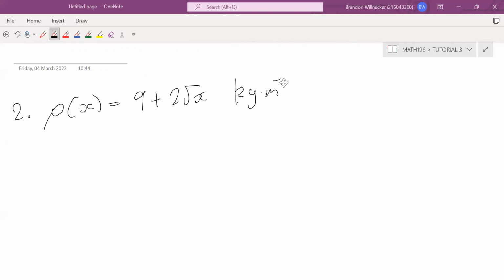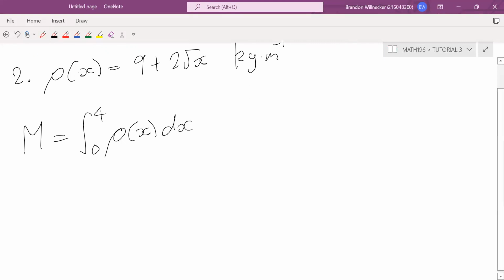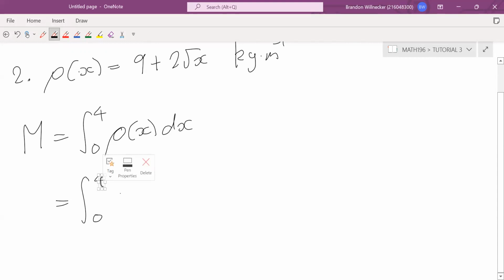So as you move along this metal rod, this is the density that you will find at each point. So if that is the density that you find at each point, if we integrate all of that up, we get the total mass. So the total mass m is equal to the integral from 0 to 4, that's the length of the rod, the density dx. So we have the integral from 0 to 4. Let's just substitute in the density here. So that's 9 plus 2 root x dx.